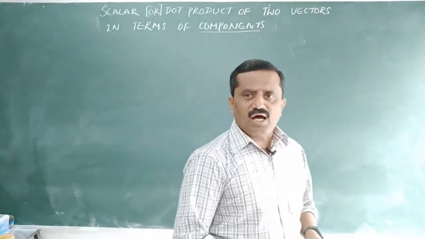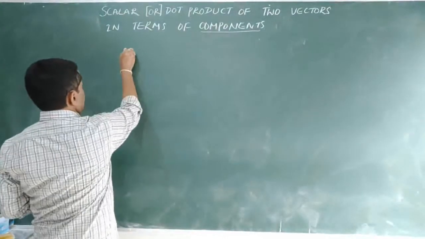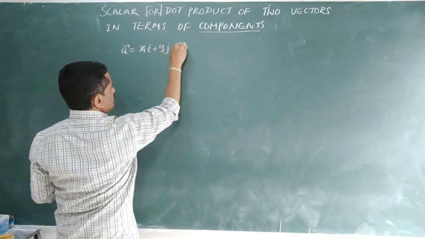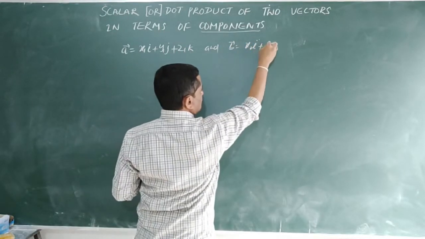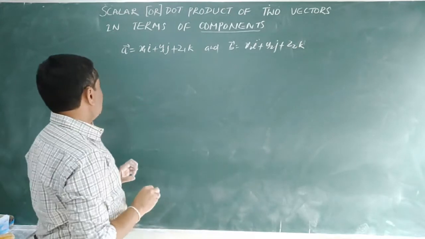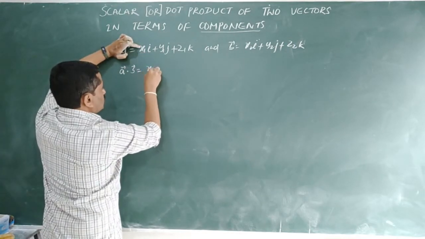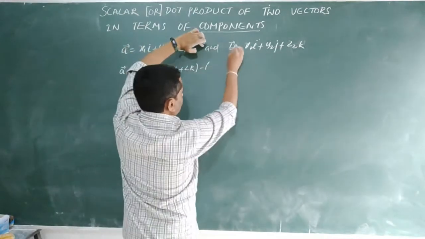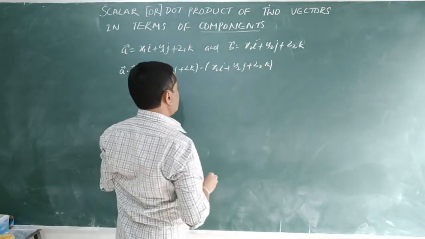Next, we have the scalar or dot product of two vectors in terms of components. If A bar is equal to x1 i plus y1 j plus z1 k and B bar is equal to x2 i plus y2 j plus z2 k, then the dot product A bar dot B bar is equal to x1 i plus y1 j plus z1 k dot x2 i plus y2 j plus z2 k.